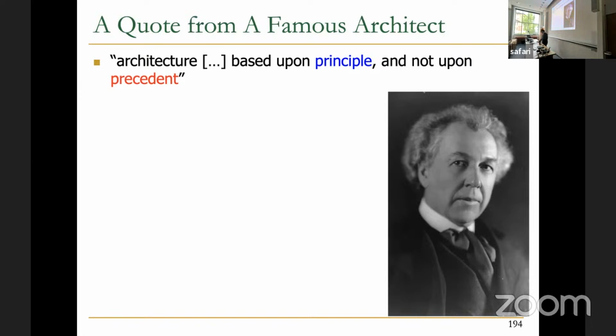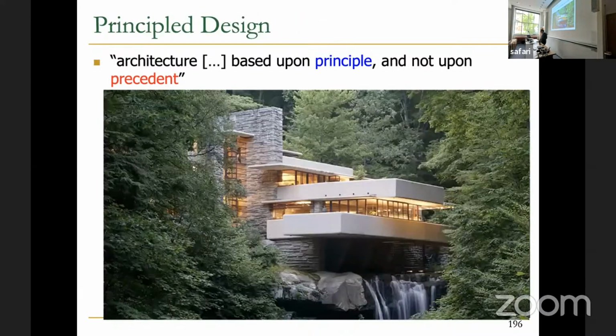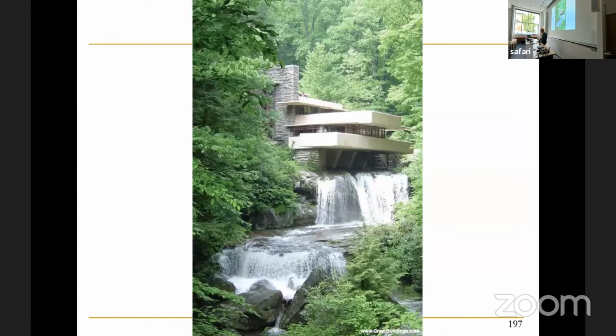Okay, but this guy could have designed something like this, which could have been precedent-based. It's not a bad place, actually. But he didn't design that. He designed something like this. This is a more principled architecture according to him. How many people know this place? Okay, you know what it is? Yes, Fallingwater, exactly. Say it again? You have a Lego model of this. Okay, yeah. Now you know the architect also.